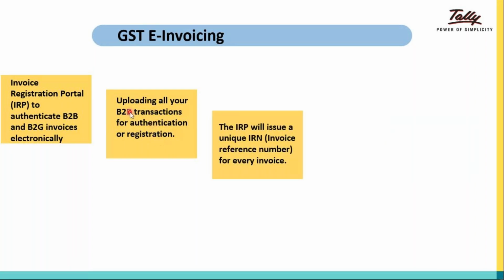As soon as you upload your B2B and B2G to the invoice registration portal, IRP, remember this: a unique reference number, your invoice reference number, will be generated. That is called the IRN, invoice reference number. For every invoice that you upload in the invoice registration portal, you will get a reference number, your invoice reference number. Usually it will be of 64 characters.